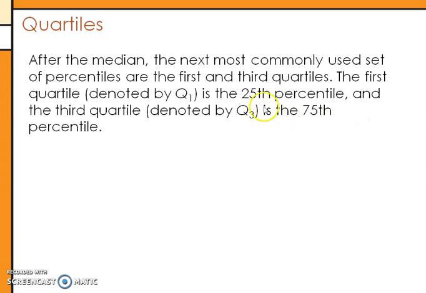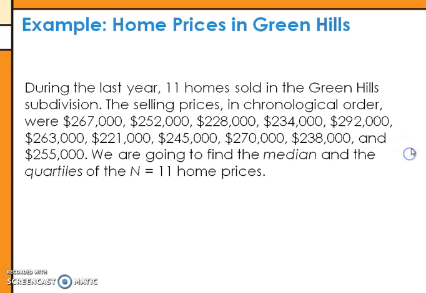Another two that become important, they use them often enough they give them their own names, is Q1, which means the 25th percentile, and Q3, which means the 75th percentile.